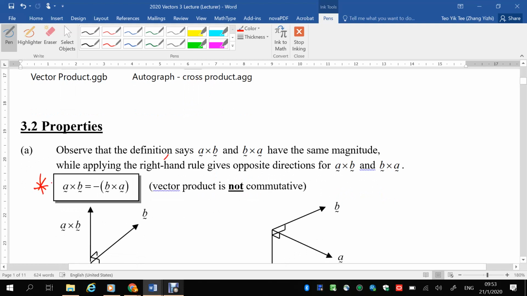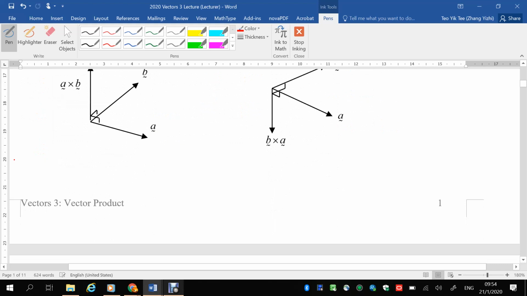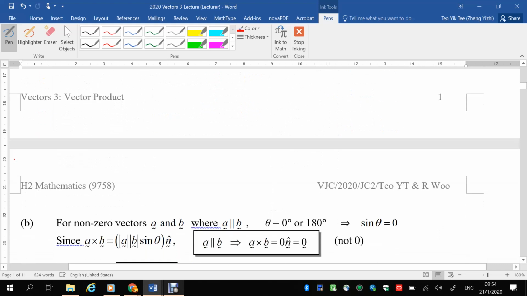A cross B is not equal to B cross A. There's a difference in direction. If you remember your left-hand rule, how I turn this way or that way, the thumb will switch direction. So A cross B equals negative B cross A. Again, can you please highlight this?